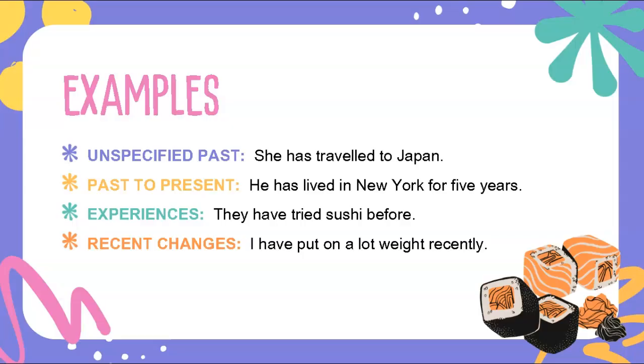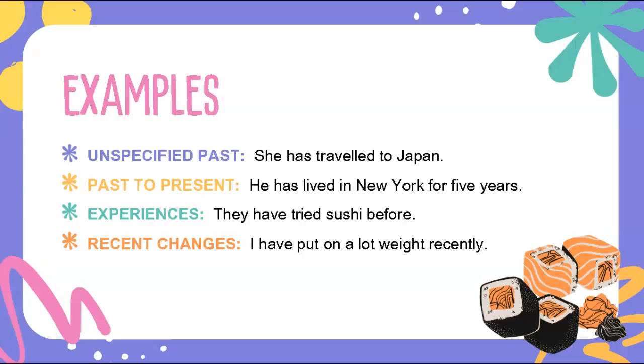For example, if you have tried sushi before, or if you haven't even tried it, you use the present perfect tense because it's your lifetime experience. That means in the past you didn't try it, and so today you haven't tried it yet, and so for that reason you say I have tried sushi before, or I haven't tried sushi before.